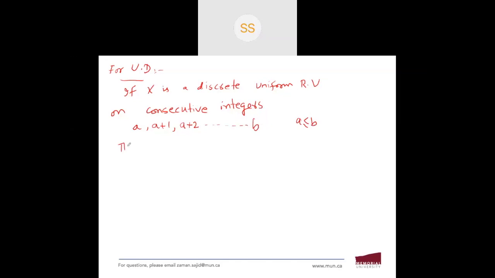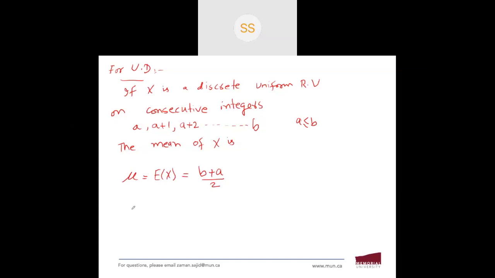The mean of X is defined as mu equals, this is also called the expected value as we were studying before. So the formula that we use is b plus a over 2. That's the formula for the mean value.